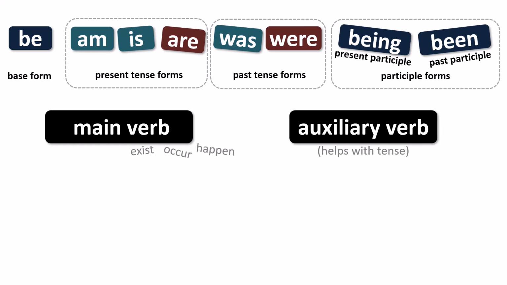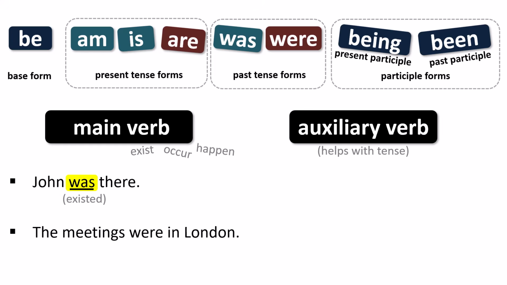Let me explain this idea of main verb and auxiliary verb with some examples. John was there. Well, our verb to be here is was. This is the main verb in the sentence, and it has a meaning a bit like existed. The meetings were in London. Here is our verb to be. It is the main verb in the sentence, and it has a meaning a bit like happened.